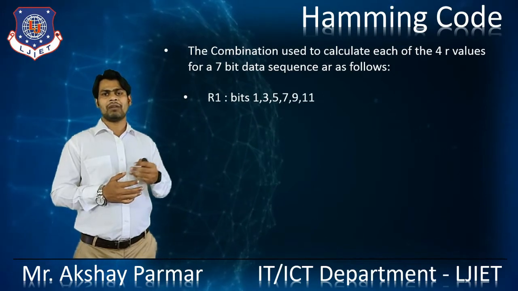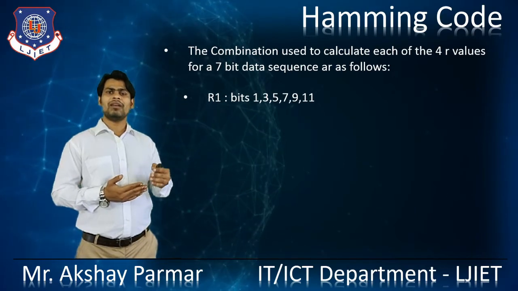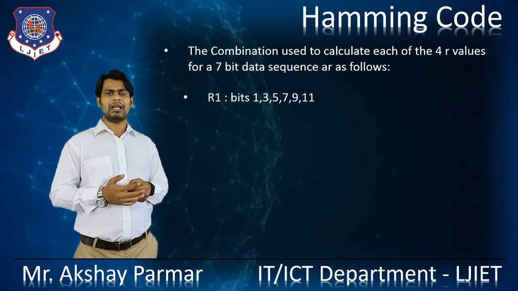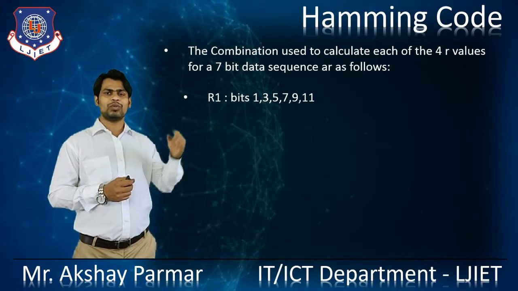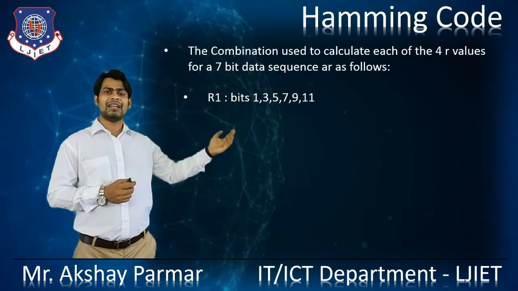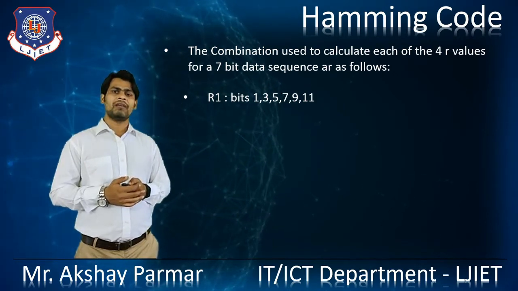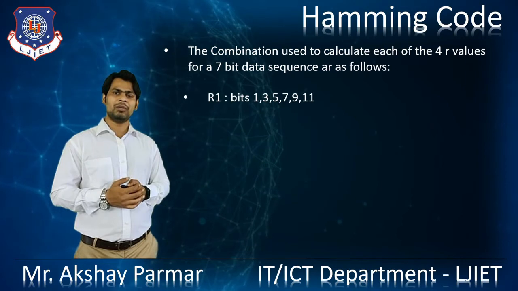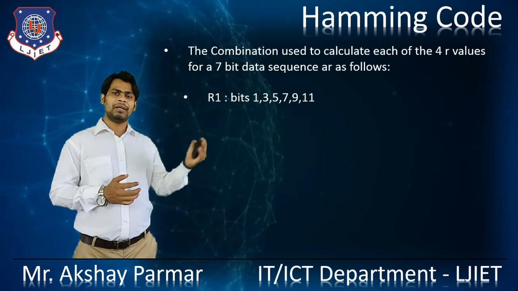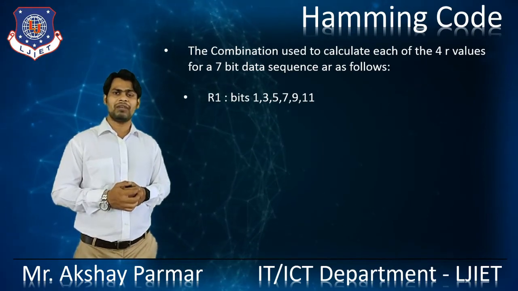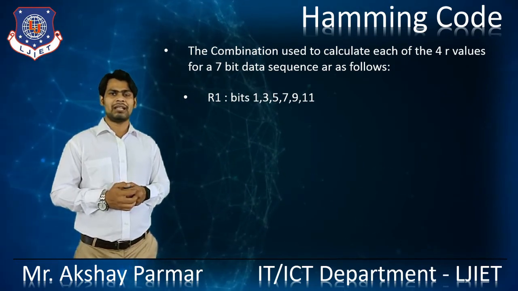The redundant bit R1 is the VRC of the bits 1, 3, 5, 7, 9 and 11, right? If we are using even parity checking, we look at the bits stored at positions 1, 3, 5, 7, 9 and 11. If there is an even number of 1s among the data bits, we put R1 as 0, and if there is an odd number of 1s, we put R1 as 1, right? If we are following the even parity check in this system.